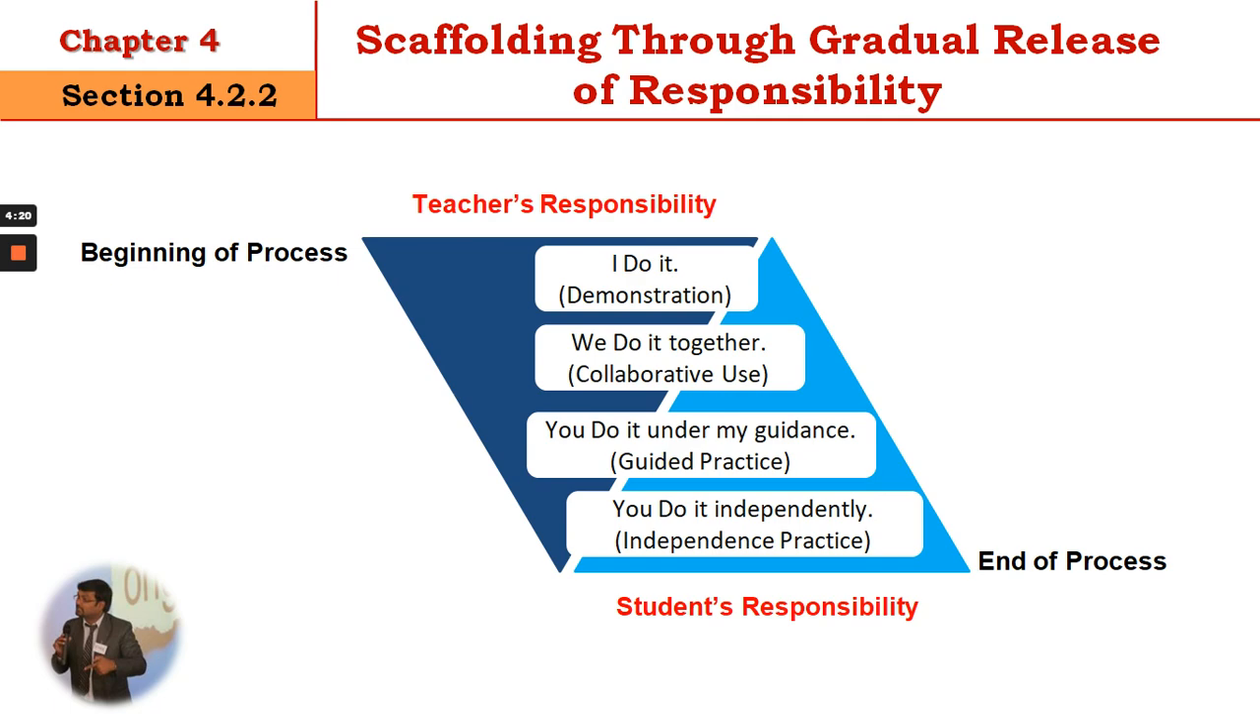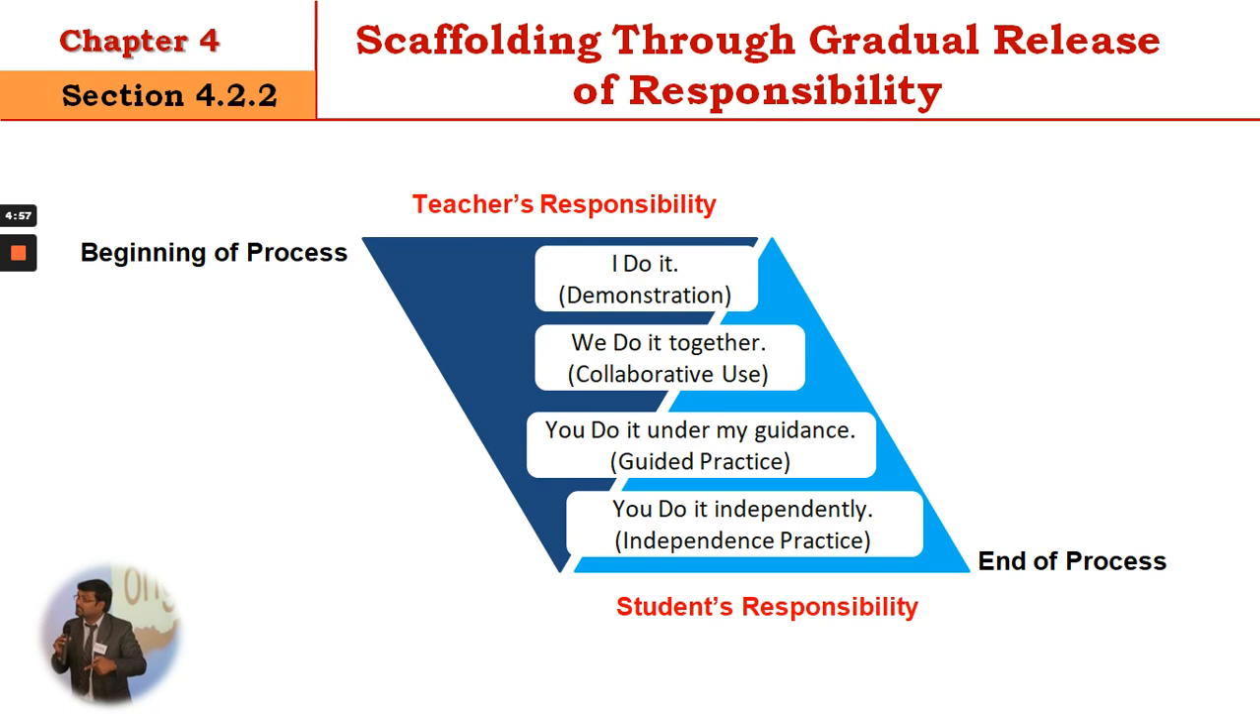So first one is I do it. It means a teacher has to demonstrate, explain, and model the skill, knowledge, ideas. So the teacher is more involved and the teacher's responsibility is more here. The students are less involved. I mean, they are involved in watching, looking at it, but yes, it is more on the teacher's shoulder to do that. Then the second step is we do it together, which is the collaborative approach.